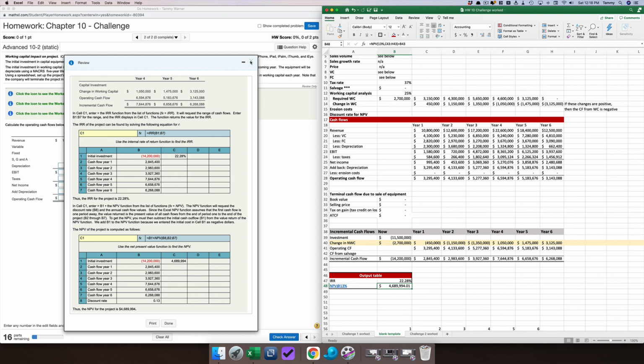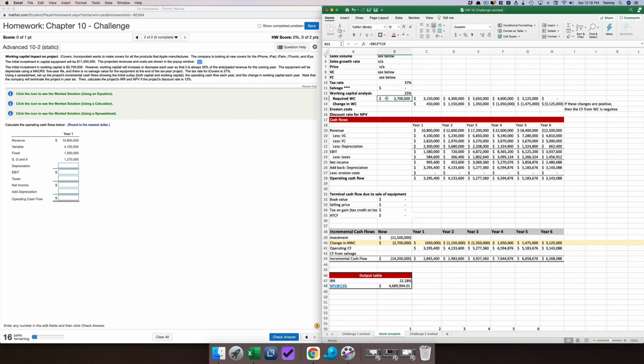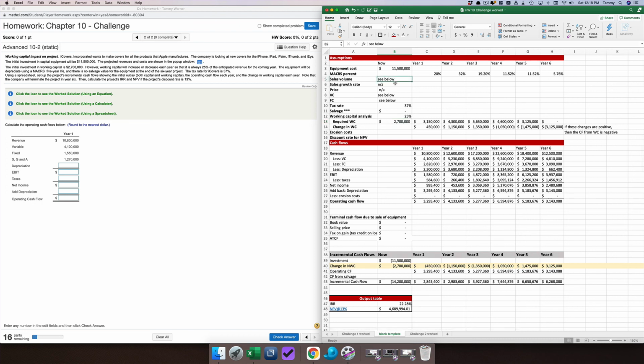Challenge assignment number 2. The only hard part in there was just adjusting the working capital. But now you have a model that'll take sales and grow sales. It'll take erosion costs. It will calculate your terminal cash flow due to the sale of equipment. And so this is a very flexible financial model that will accommodate a number of different situations. And from now on, for you in your financial analysis life, you're going to have a model that you can adjust to whatever the situation is that presents itself. Okay? Have fun.